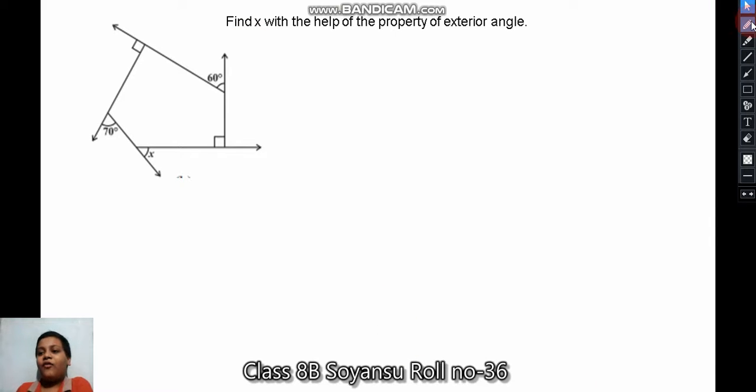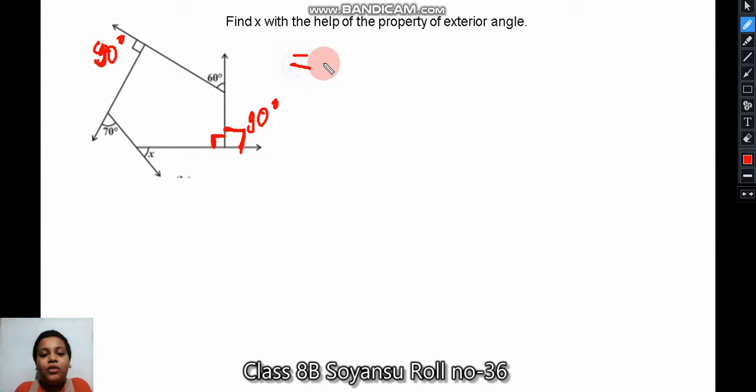Then first we will solve some questions about the exterior angle sum property. Find x with the help of the property of exterior angles. Here x is given, so we have to find x. This is 90 degrees, and this will also be 90 degrees. Why? Because it is a supplementary angle, and 180 degrees minus 90 degrees is 90 degrees. So we will write 90 here.